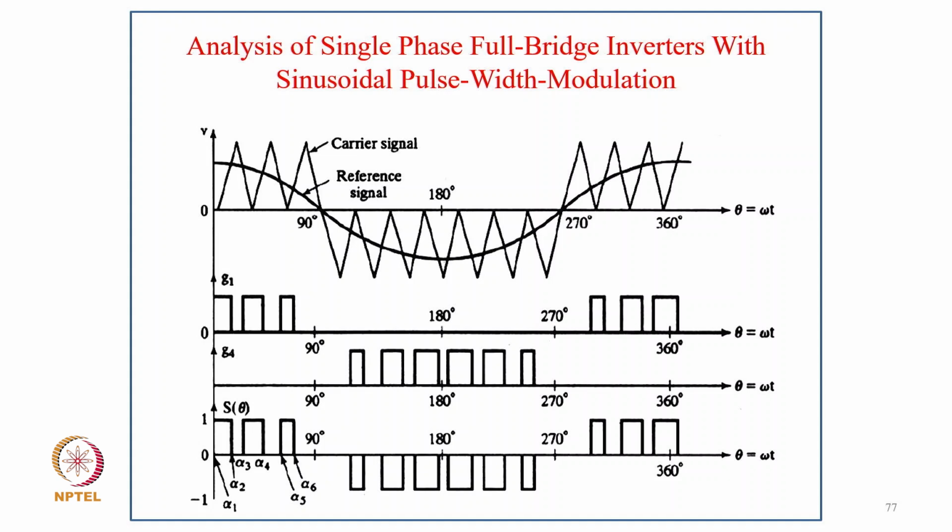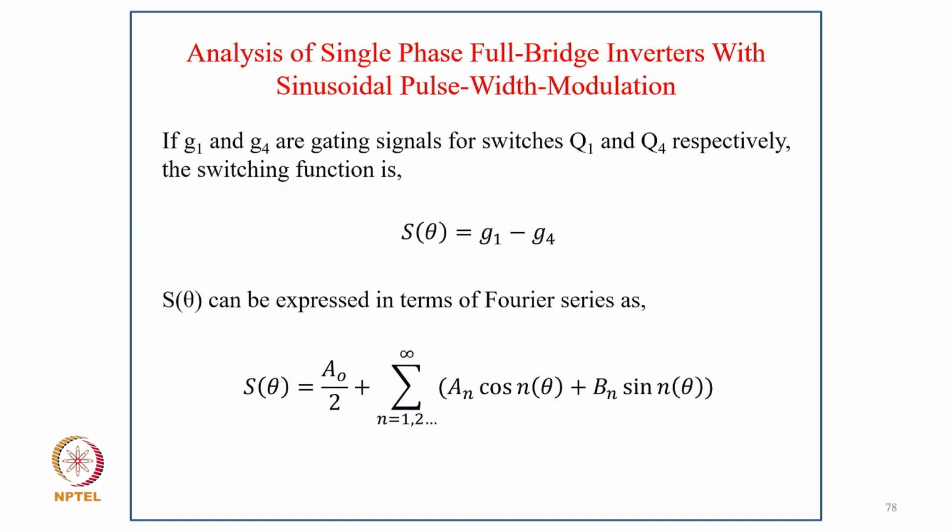You can see here also, if the carrier is made plus minus but the reference is the same, this gives a similar effect as in the previous case, and you can see how you are getting typically a voltage of unipolar nature in both the positive and negative half cycles. If G1, G2 are gate signals for switching Q1 and Q4 respectively, the switching function S theta is G1 minus G4, and S theta can be expressed in terms of Fourier series.